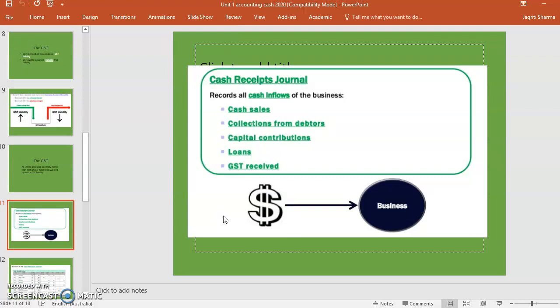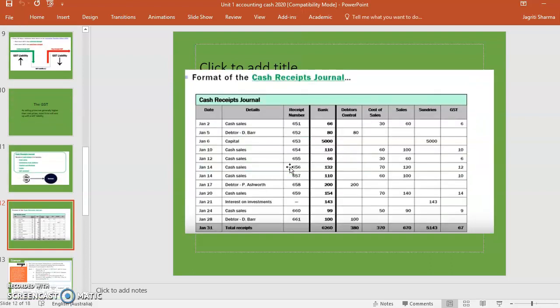Now cash receipts journal records cash inflows for the business. So cash receipts is cash inflow, when the cash is coming to your business. What are some of the transactions when the cash can actually flow to your business? Cash sales, collections from debtors, which is also called accounts receivable, capital contributions, loans, GST received. They are all going to be part of your cash receipts journal.